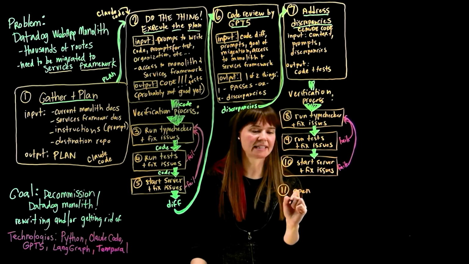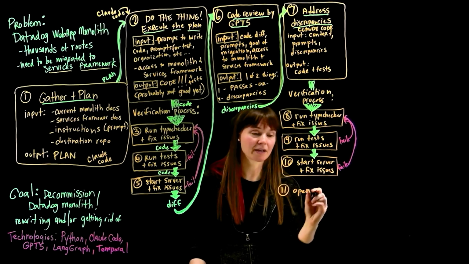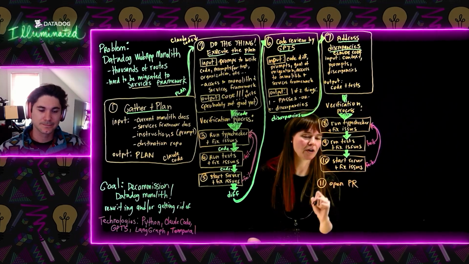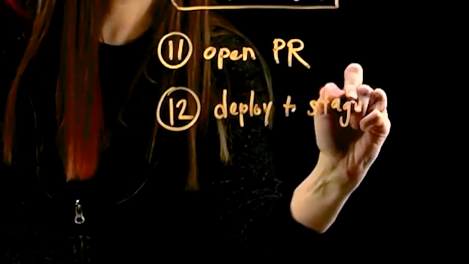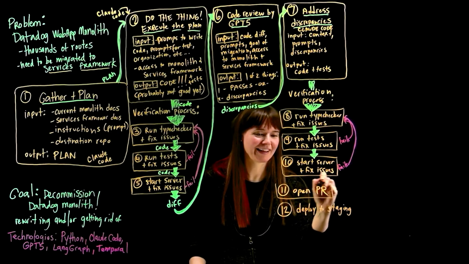For simplicity's sake, is it okay to say the workflow opens a PR? Yes. Okay. We open a PR, step 11, step 12, deploy to staging? Yes. Okay. And then what? And this is the point currently where we would hand off for human review.